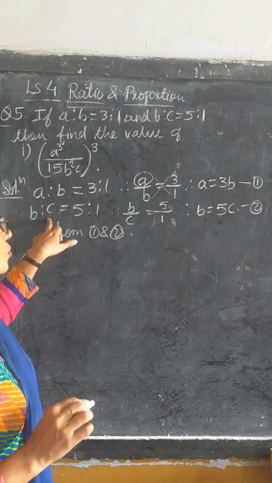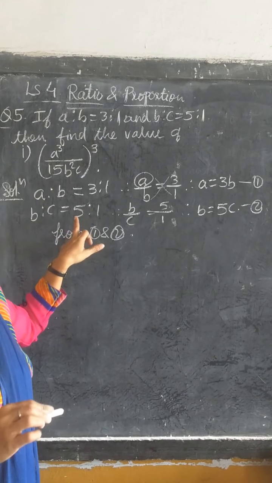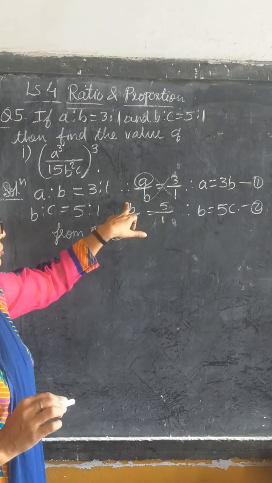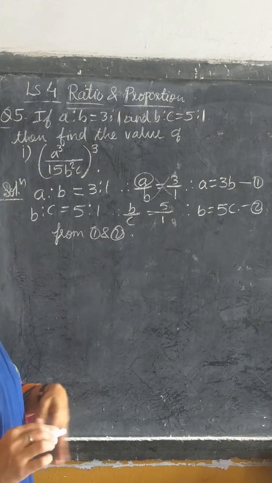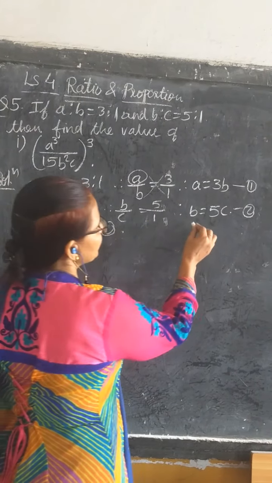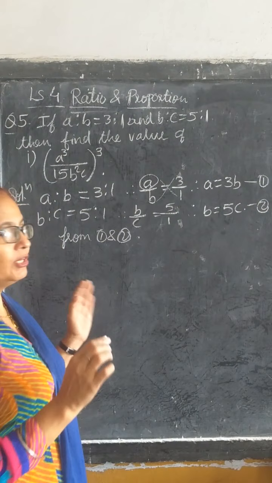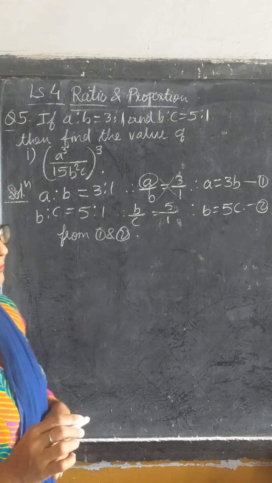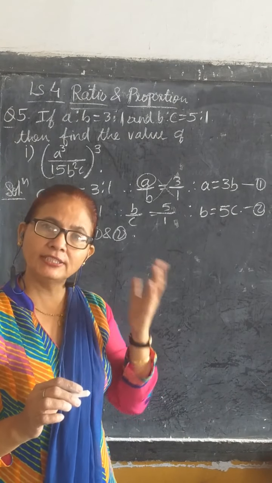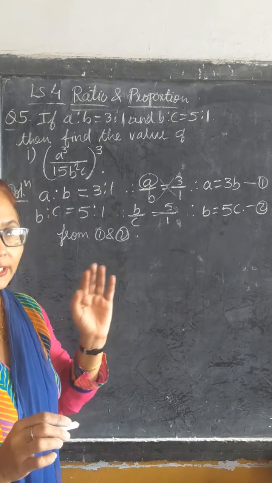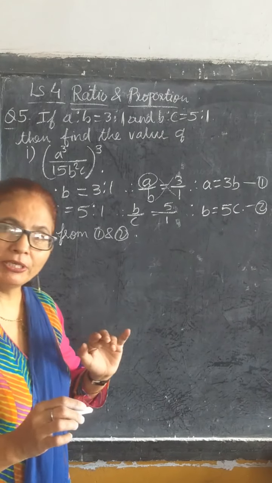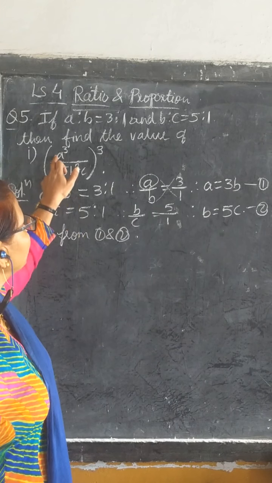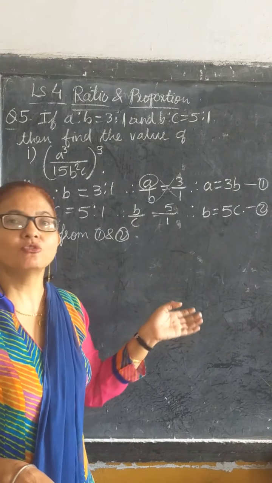Now similarly B is to C is equal to what is given to you? 5 is to 1. And it can be written as B by C is equal to 5 by 1. So therefore you will get B is equal to 5C. Now children, why are we doing like this? Because in this question we want the value of all the terms either in terms of A or in terms of B or in terms of C. And here I am writing all these A, B and C in terms of C.